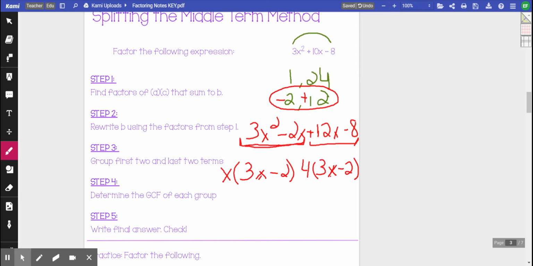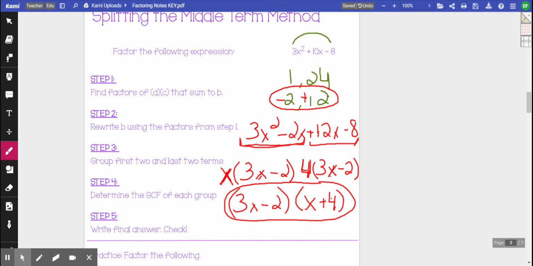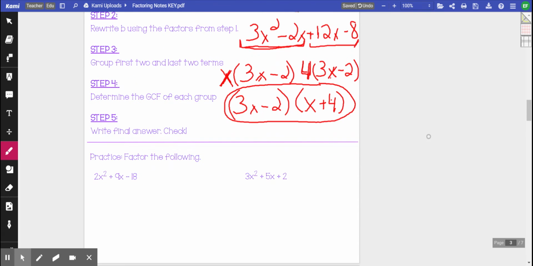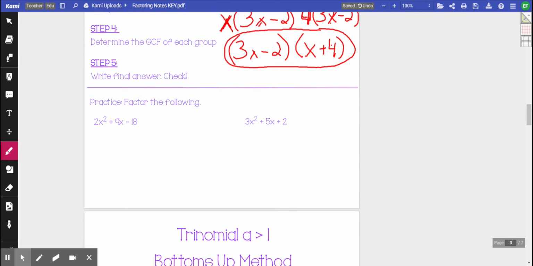From here, our very last step, we see that the 3x minus 2 is in common. So that is now our GCF of the expression. So I'll pull that out. What I'm left with is the x, right, from the beginning, and the positive 4. So x plus 4 is going to be my other factor. Again, step 5 was just write your final answer, but then you can also check it. If you FOIL this expression right here, you should get back to the beginning. As long as you do, you know you did it right. All right, I encourage you here, if you haven't done so yet, to pause the video, try it yourself, and see if you can get the same answers.